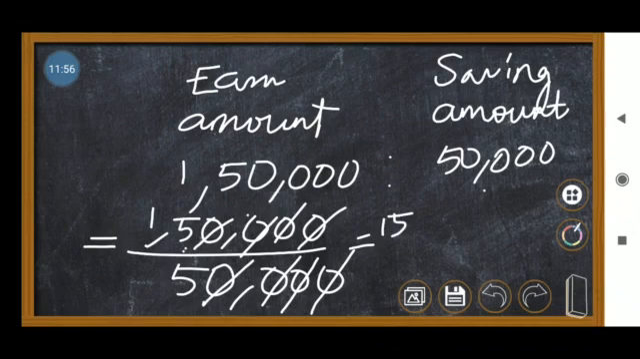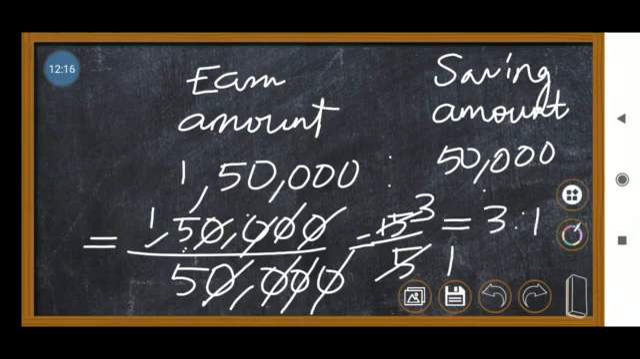So 15 divided by 5, we should not cancel this 5 and all, only the zeros we can cancel. Look at what number is present before, that number will be combined, so it will become 15. Here 1 5 is 5, 3 5s are 15. So 3 divided by 1 we can write as 3:1. So the answer for the first one, money that Seema earns to money she saves, is 3:1.